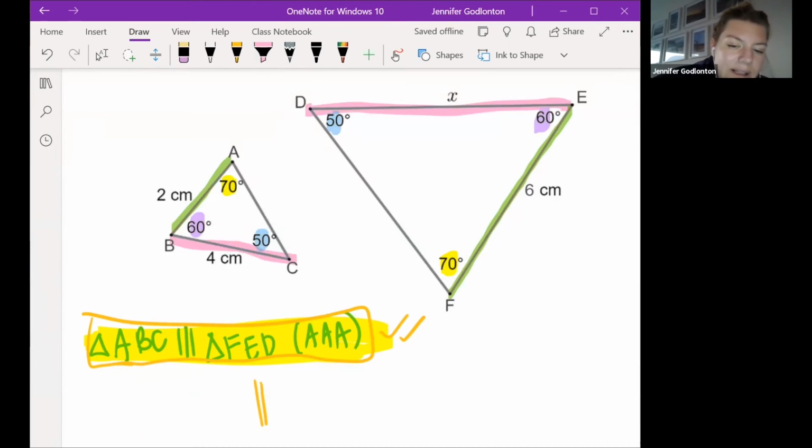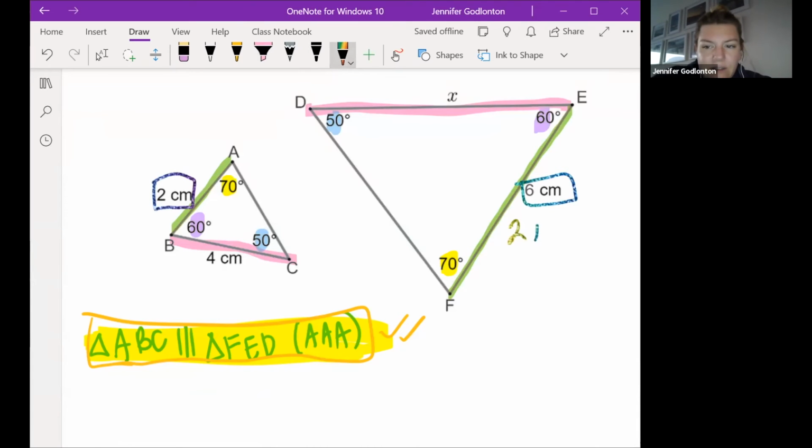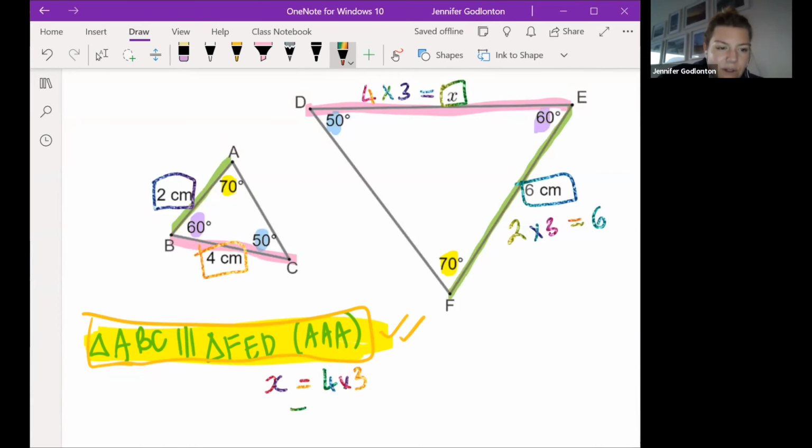Once we understand that, we can look at our green sides, because they are the ones that are corresponding. I had 2 centimeters here and 6 centimeters there. So how did I go from 2 to 6? I said 2 times 3 is 6. So if I'm trying to find x over here, and I know that this side is 4, I'm going to say 4 times 3 is going to be x. And that's where that 3 comes from. So x is equal to 4 times 3, which gives us 12 centimeters.